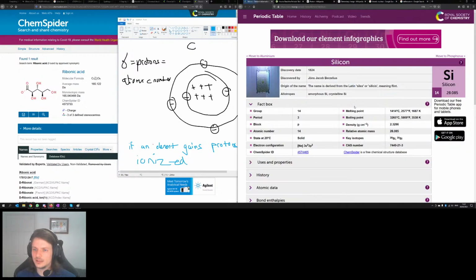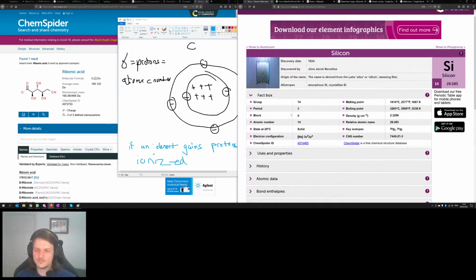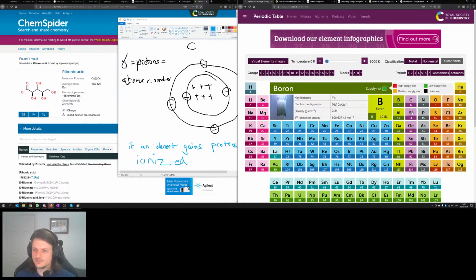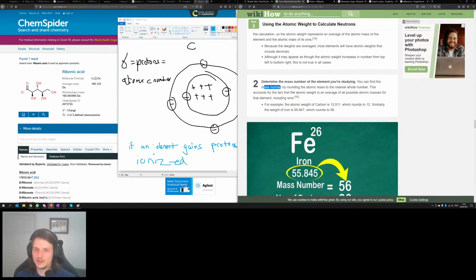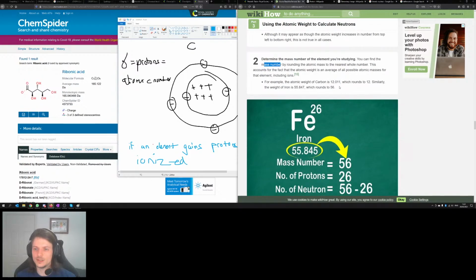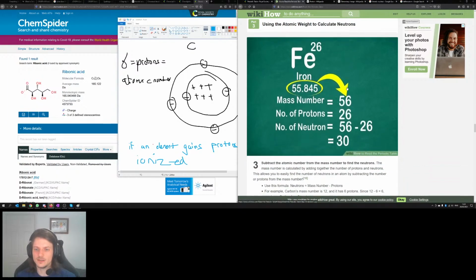I wish I could, can I click on it? I don't want to see that yet. 28 Si. Okay, so you can find the mass number by rounding the atomic mass to the nearest whole number. This accounts for the fact that the atomic weight is an average of all possible atomic masses for that element, including ions. For example, the atomic weight of carbon is 12.011, which rounds to 12. Similarly, the weight of iron is 55.847, which rounds to 56.